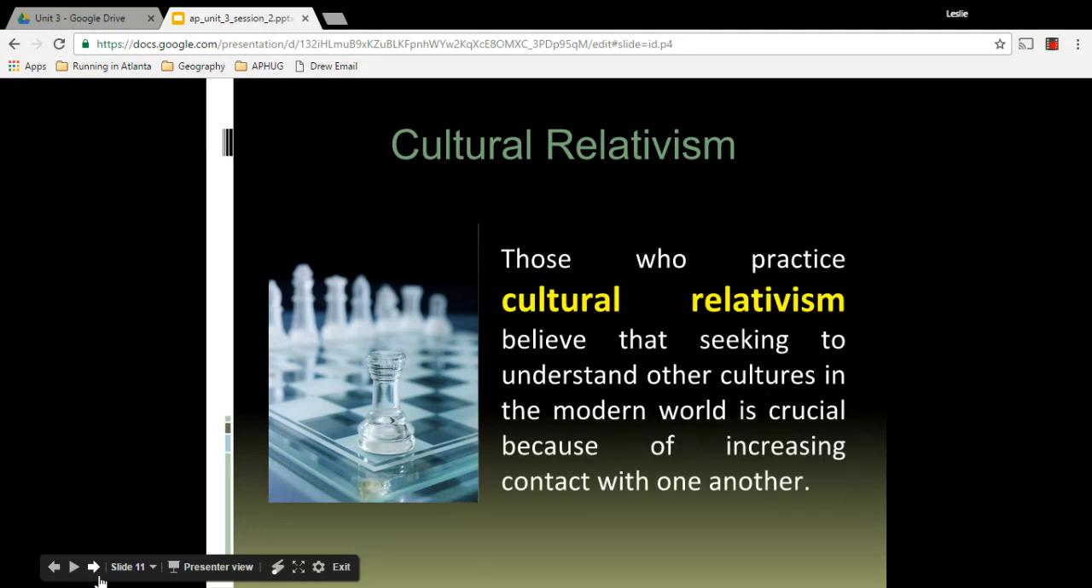Those who practice cultural relativism believe that seeking to understand other cultures in the modern world is crucial because of increasing contact with one another. Because of globalization, it is important to understand the practices of another culture.